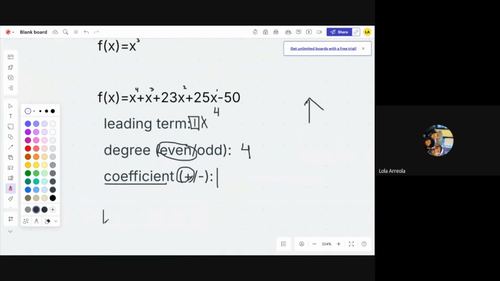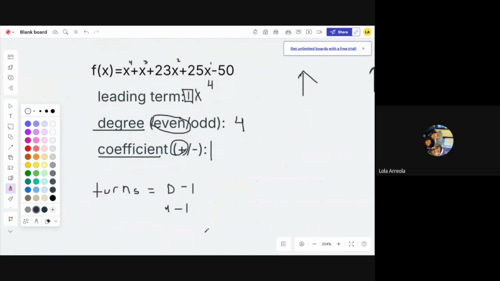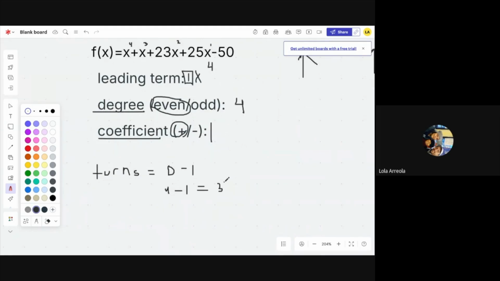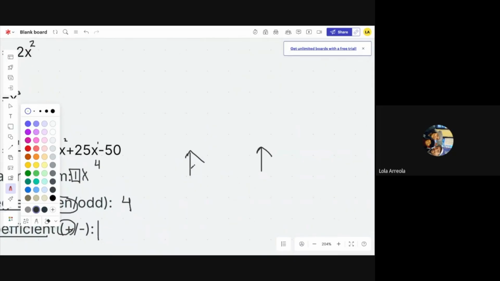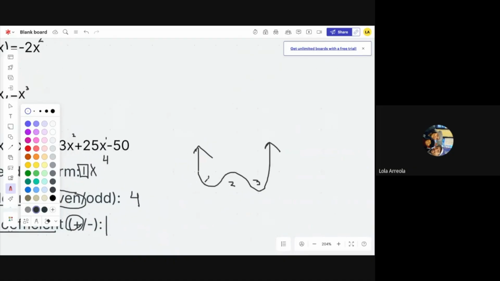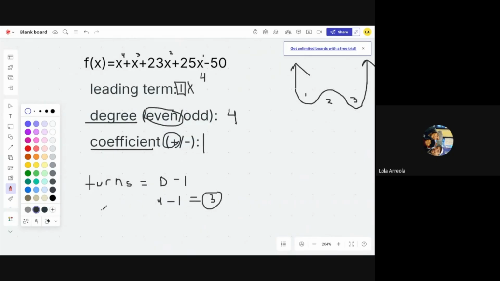The next thing it asks is for the number of turns. The number of turns is equal to the degree minus 1. So if my degree is 4, that means I have 3 turns. So if this is how my graph starts and finishes, in between, I'm going to have 3 turns. 1, 2, 3. So that's going to be a total of hills, a combination of hills or valleys. Turns always look like these guys. So that also gives me a rough idea of what my graph looks like.